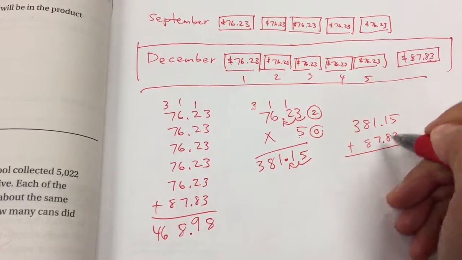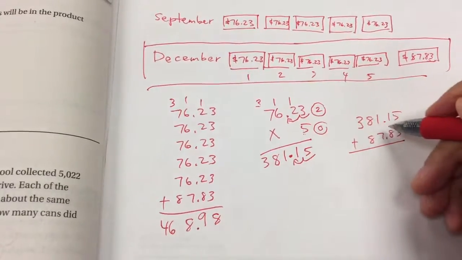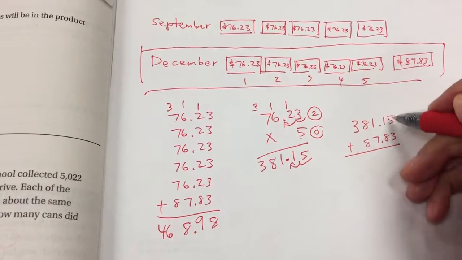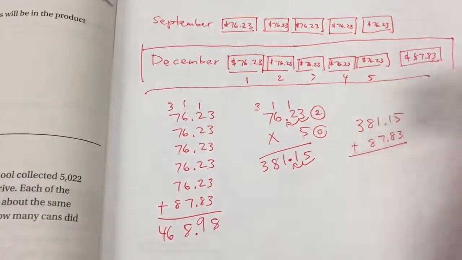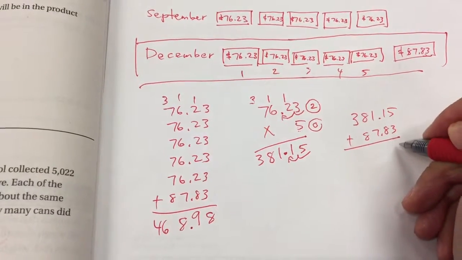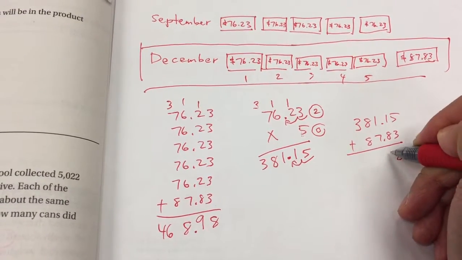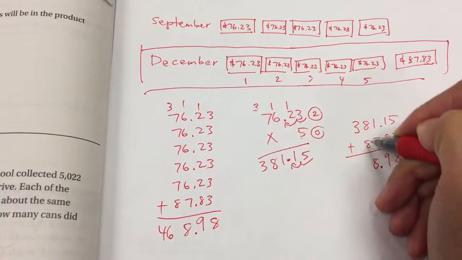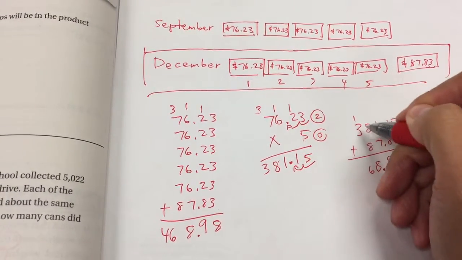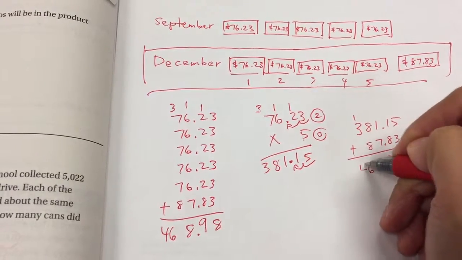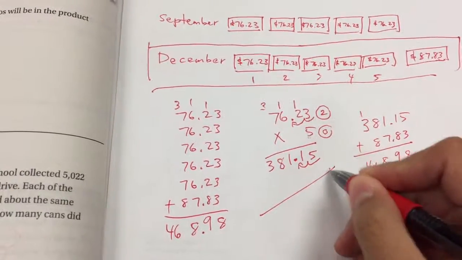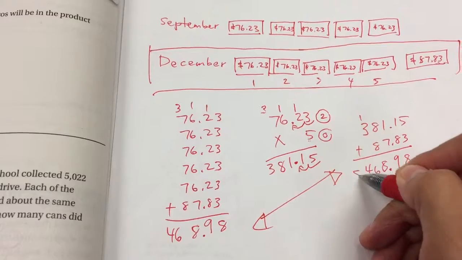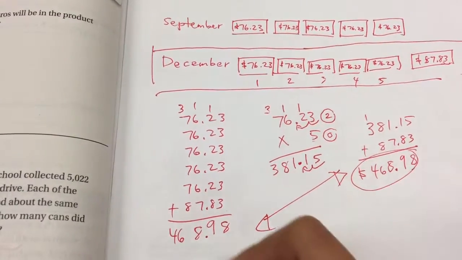5 plus 3, like I said, the most important thing is to line up your decimals so that your tenths, your hundredths, your ones, tens, hundreds all line up. 5 plus 3 is 8. 8 plus 1 is 9. Decimal. 7 plus 1 is 8. 8 plus 8 is 16. 3 plus 1 is 4. So regardless, you should be having the same answer, which is $468.98.